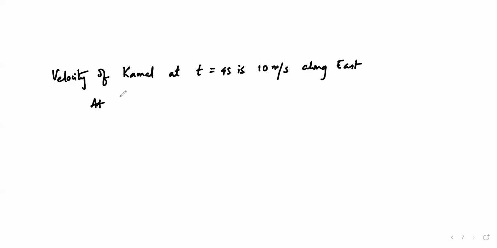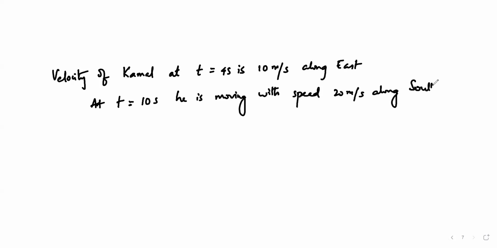Velocity of Kamal at t equals 4 seconds is 10 meters per second along east. At t equals 10 seconds, he is moving with speed 20 meters per second along south. Find the change in velocity.